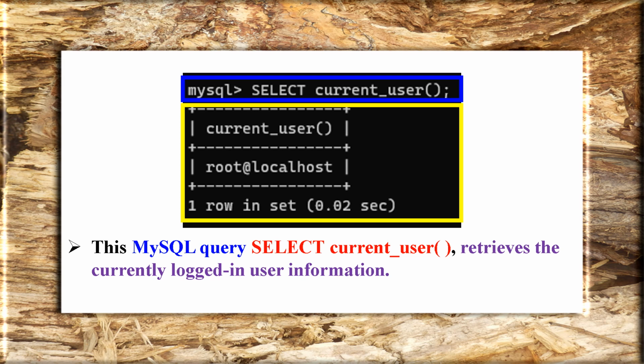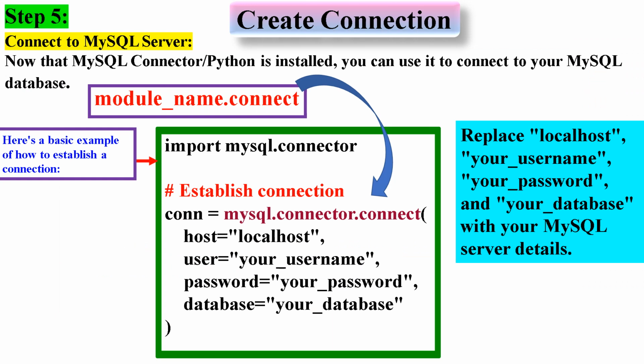In this specific output, now, look at the yellow box. The result is displayed in a tabular format with a single column labeled current_user(). The value returned is root@localhost, which indicates that the current user logged into MySQL is root and is connecting from the localhost. The root user typically has administrative privileges in MySQL and can perform administrative tasks such as creating or modifying databases, tables, and users. Let's see how to create connection.